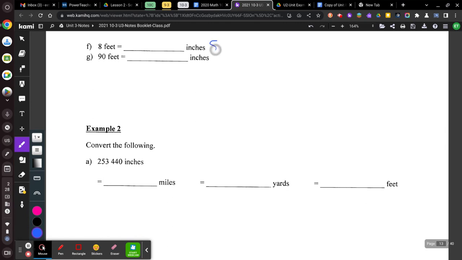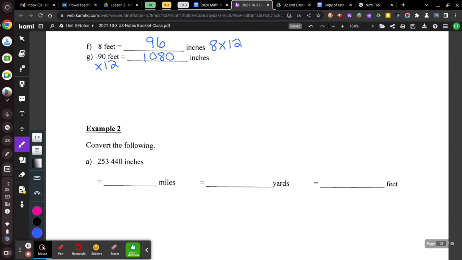So here we're going to go 8 times 12. That's going to give us 96. And again, feet to inches, we're going to times by 12. So 90 times 12 is 1,080.